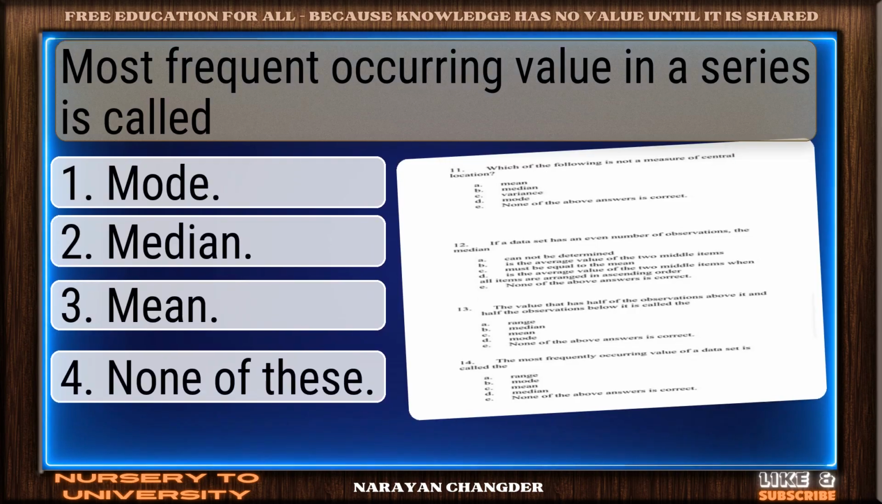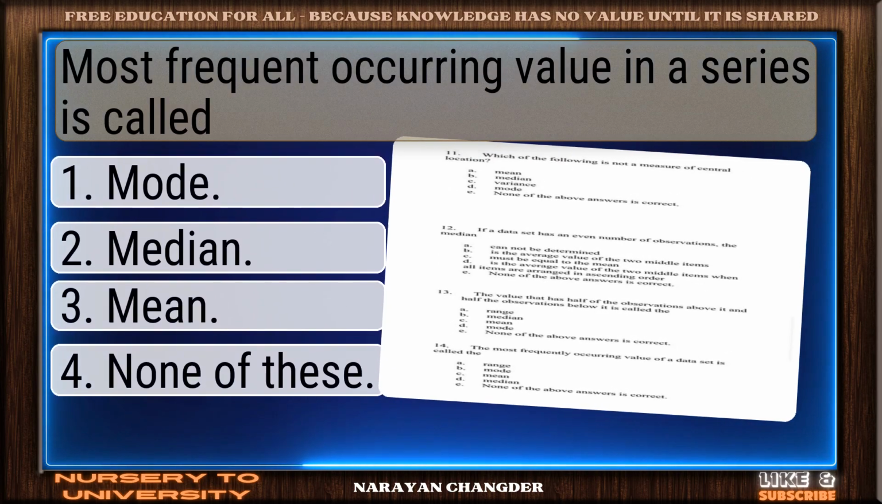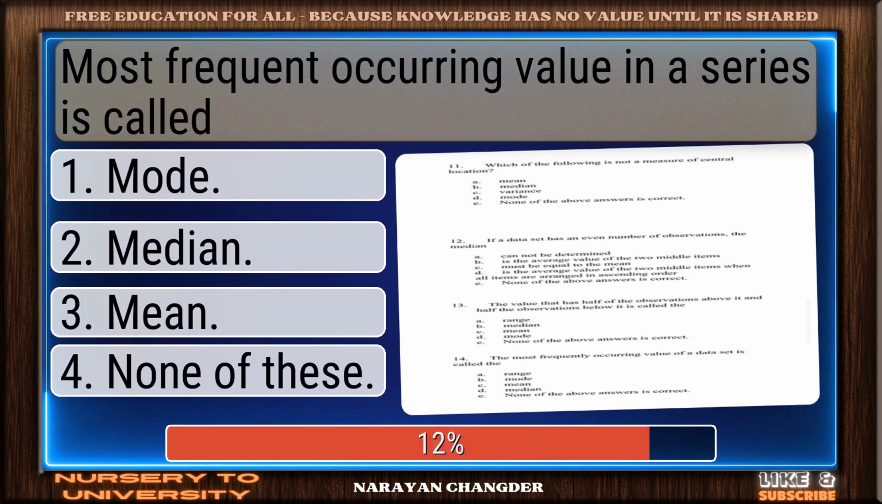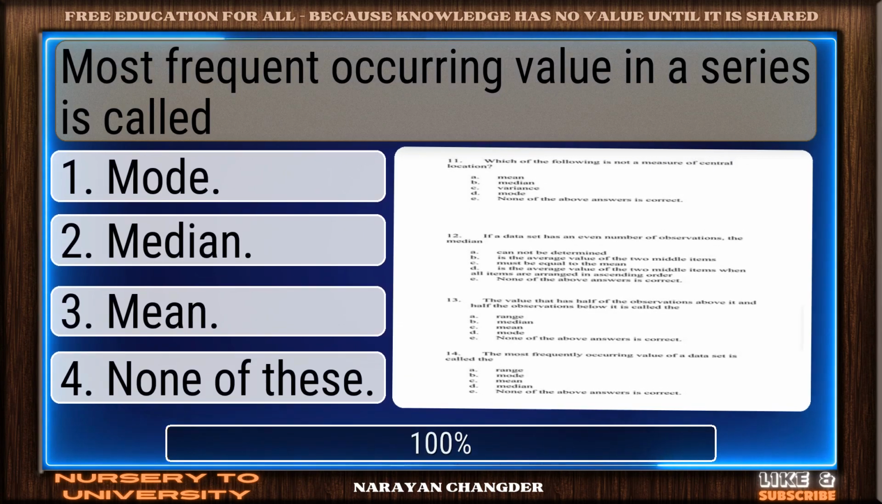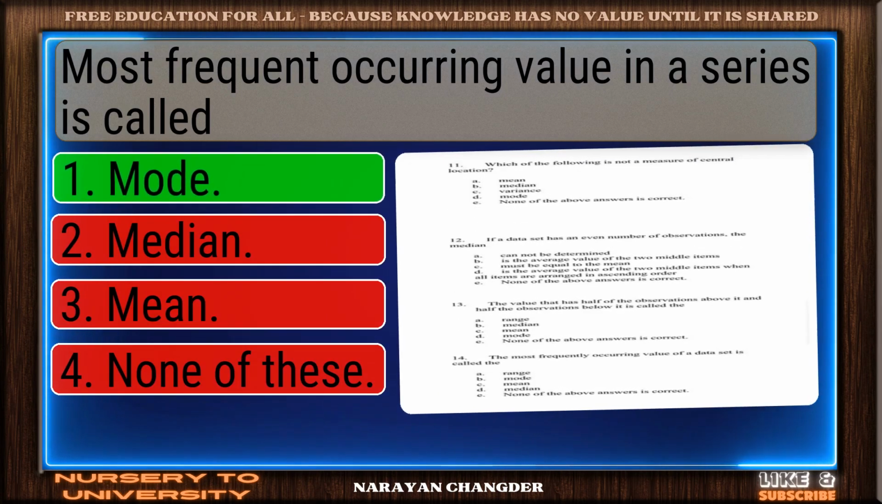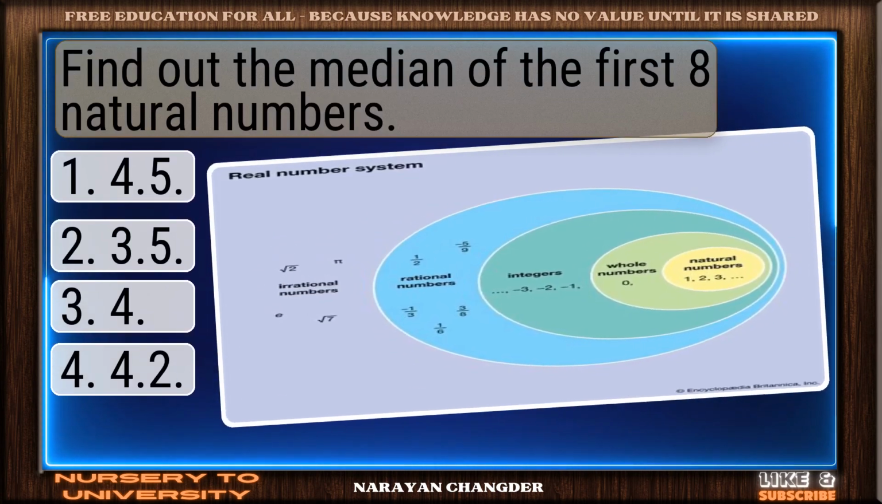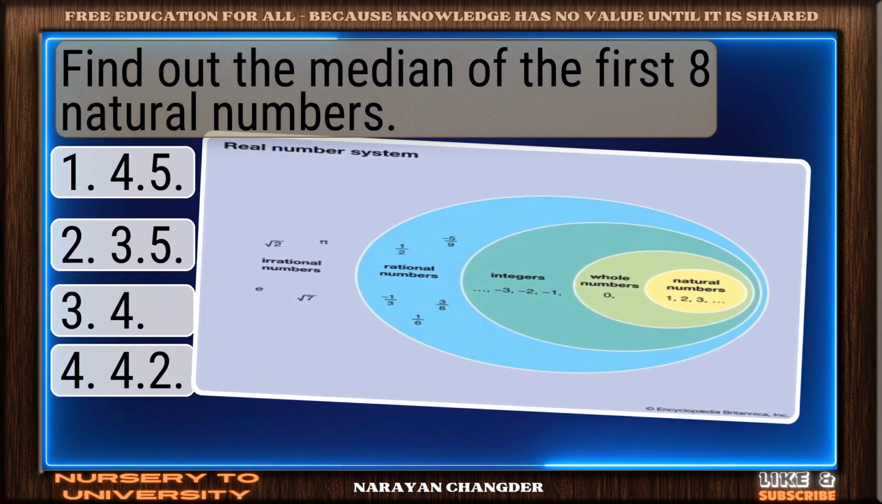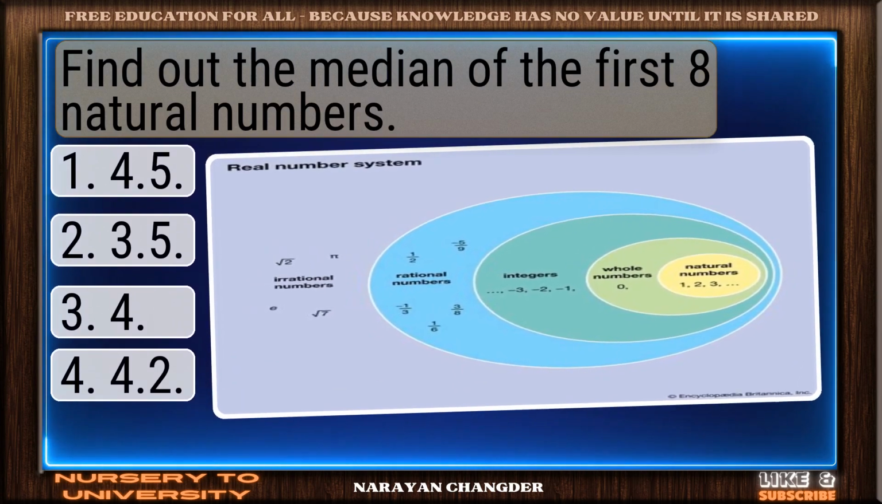Question number 168. Most frequent occurring value in a series is called? You're right. Mode is the correct answer. Question number 169. Find out the median of the first 8 natural numbers.